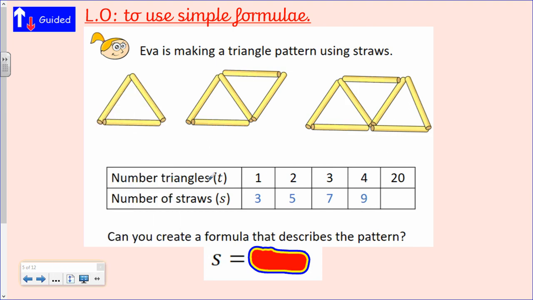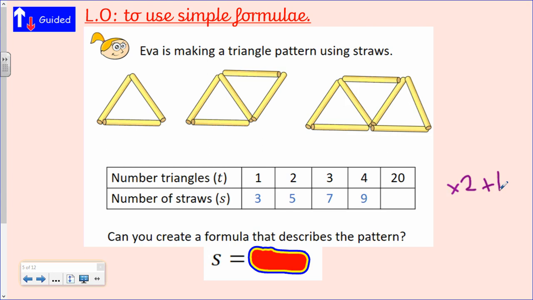So my initial thought would be, well, it's add 2, but that doesn't work. The second you get to this one, look, we're not just adding on 2, okay? So we've got to think about something a bit deeper than that. So if we did the number of triangles and we doubled it, so 1 times 2, and then we added on 1, we'd get to the number of straws, look. 2 times by 2 is 4, add 1 is 5.